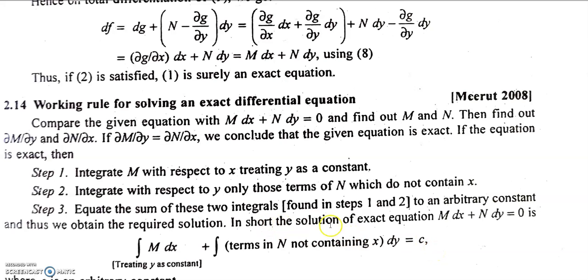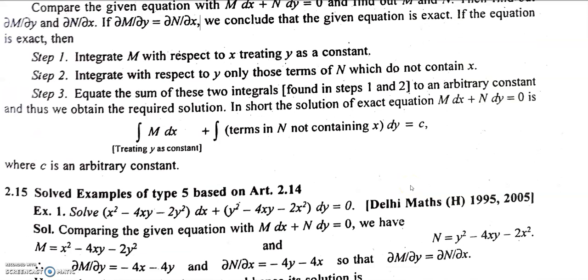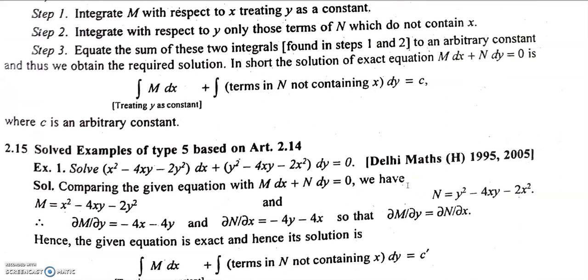So in short, the solution of the exact differential equation M dx plus N dy equal to 0 is the integral of M dx treating y as constant, plus the integral of the terms in N not containing x, dy, equal to c, where c is an arbitrary constant.